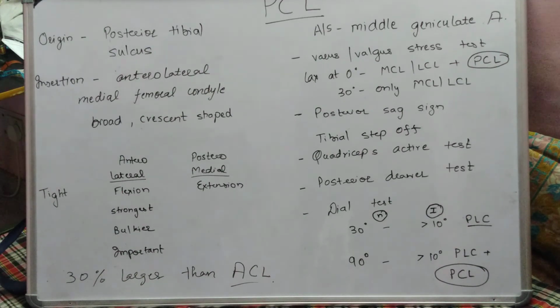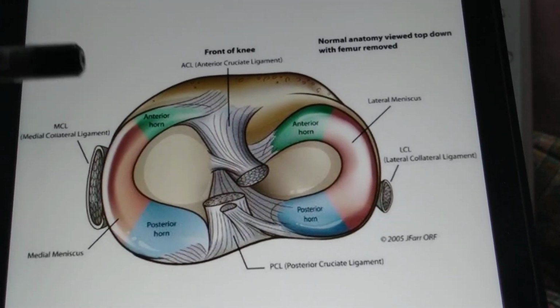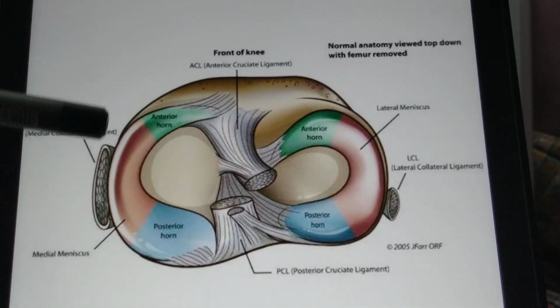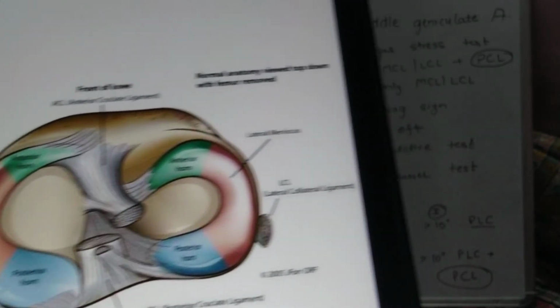So in continuation with the knee anatomy video series, we have discussed the two menisci anatomy, and we have discussed the anterior cruciate ligament. Now in this video we will discuss the posterior cruciate ligament, or PCL.